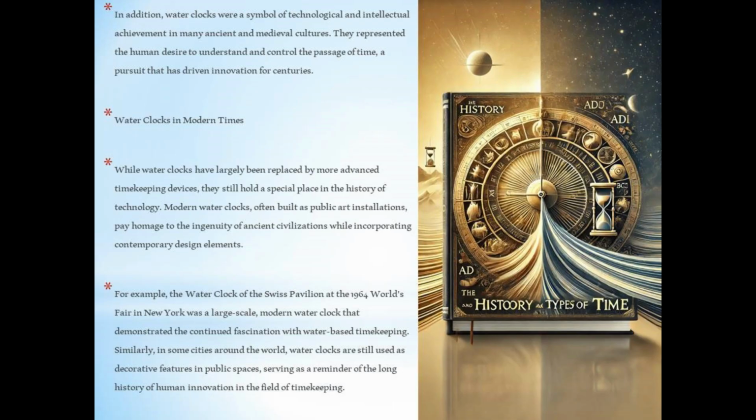Water clocks in modern times. While water clocks have largely been replaced by more advanced timekeeping devices, they still hold a special place in the history of technology. Modern water clocks, often built as public art installations, pay homage to the ingenuity of ancient civilizations while incorporating contemporary design elements. For example, the water clock of the Swiss Pavilion at the 1964 World's Fair in New York was a large-scale modern water clock that demonstrated the continued fascination with water-based timekeeping. Similarly, in some cities around the world, water clocks are still used as decorative features in public spaces, serving as a reminder of the long history of human innovation in the field of timekeeping.